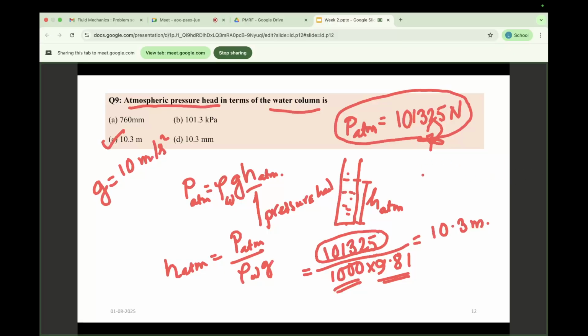So whatever value you are taking, you just write down against the question that I am assuming P ATM equal to 10 to the power 5 Newton. So mention this thing, then this will be correct. Not an issue if you put 101325 or 10 to the power 5. Is it clear?